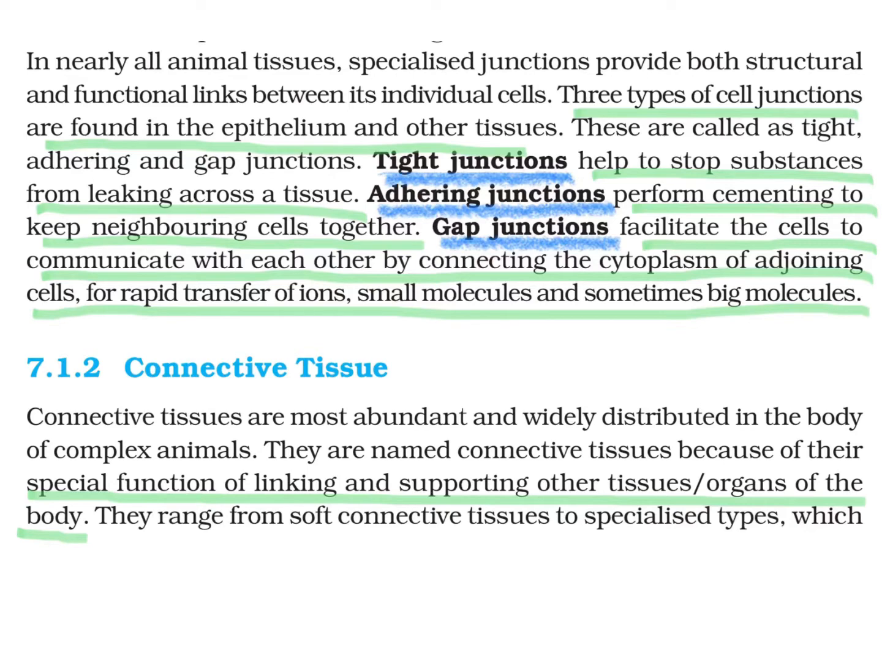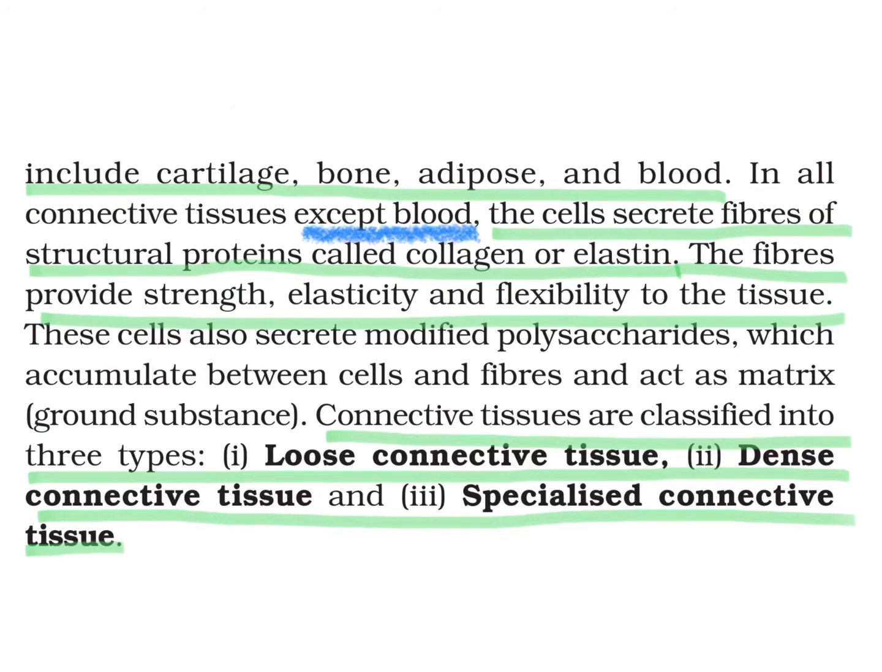In all the connective tissues except blood, because blood is also one type of connective tissue, the cells secrete fibers of structural proteins, known as collagen or elastin. So collagen fibers or elastin fibers are secreted by the cells itself. The function of fibers is to provide strength, elasticity and flexibility to the tissues. These cells also secrete modified polysaccharides, which accumulate between cells and fibers and act as a matrix, also known as ground substance.